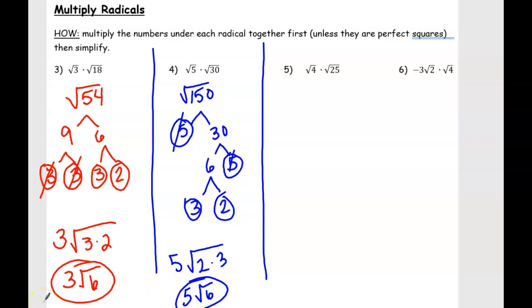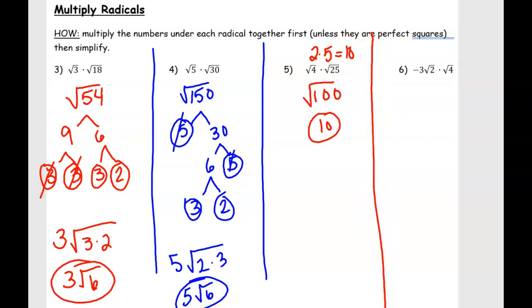All right, the next one, a couple of different ways you could do this. You could either multiply them both together and get 100, and the square root of 100 is 10. So there's your solution. Or you could have said the square root of 4 is 2, the square root of 25 is 5, 2 times 5 is 10. Either way, you get the same answer.